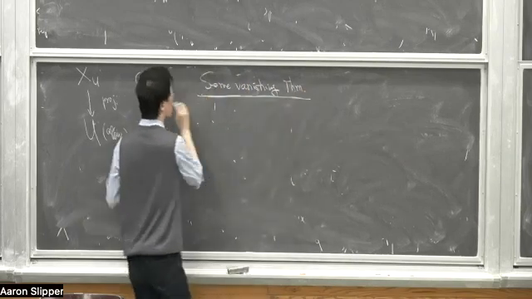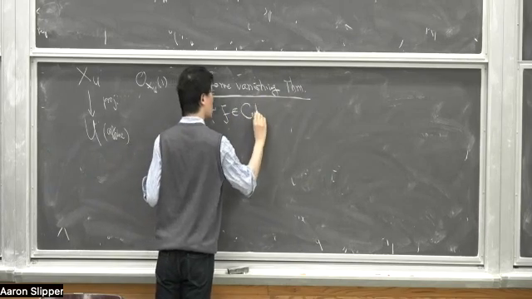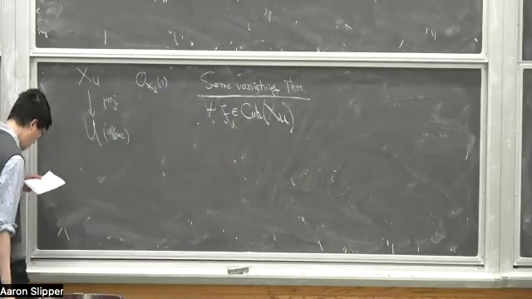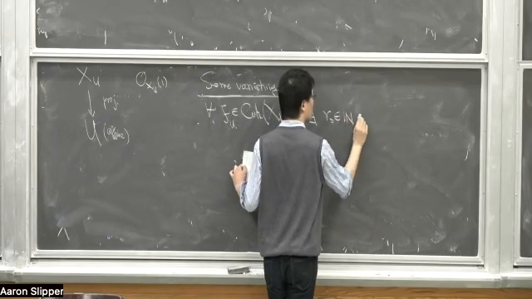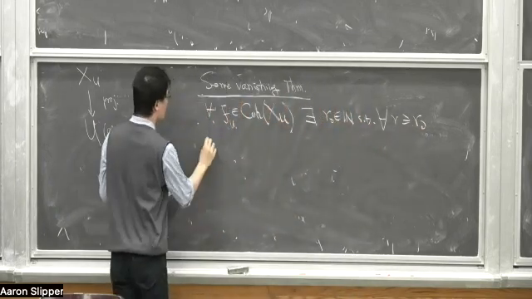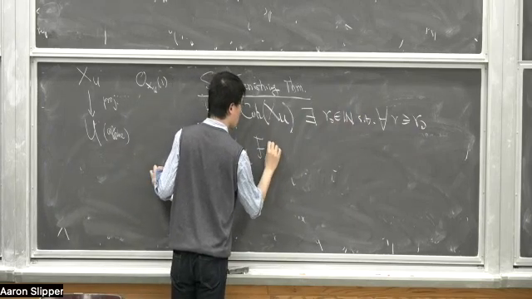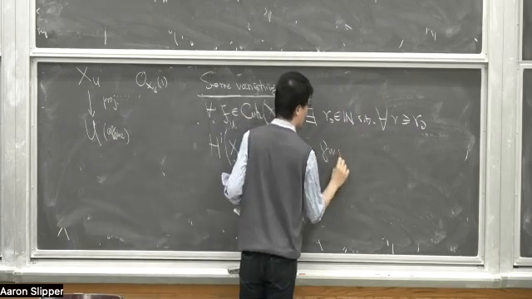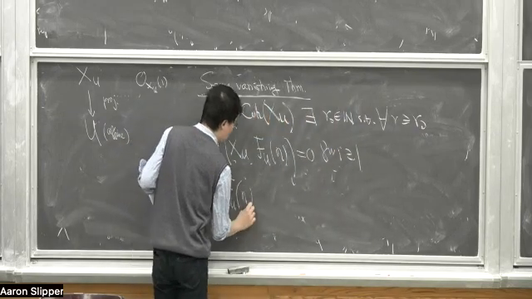tells us that for any coherent sheaf F on X_U, there exists an R_0 such that for any R bigger than or equal to R_0, all the higher cohomologies vanish when you twist by O(1) R times, and F(R) is actually generated by global sections.